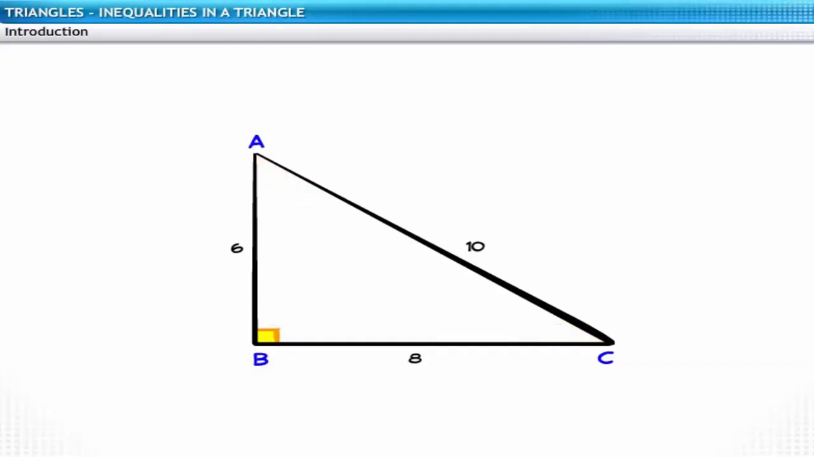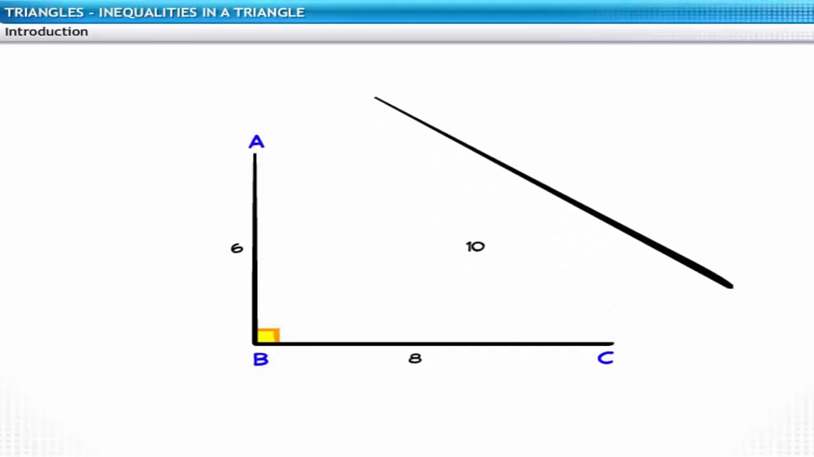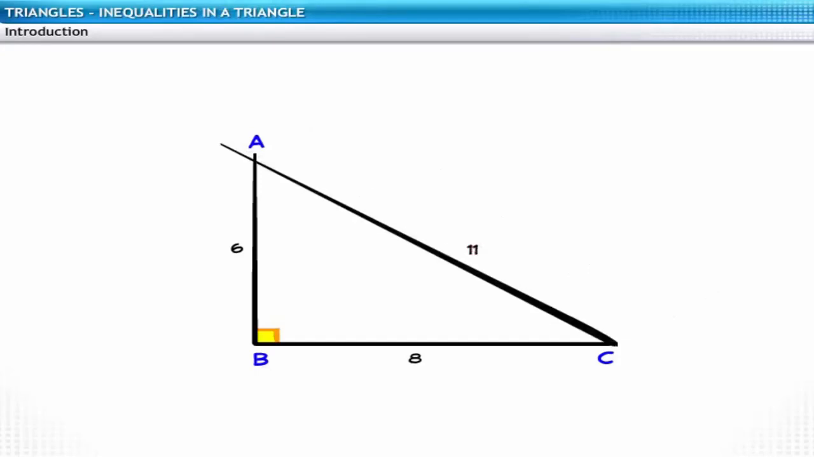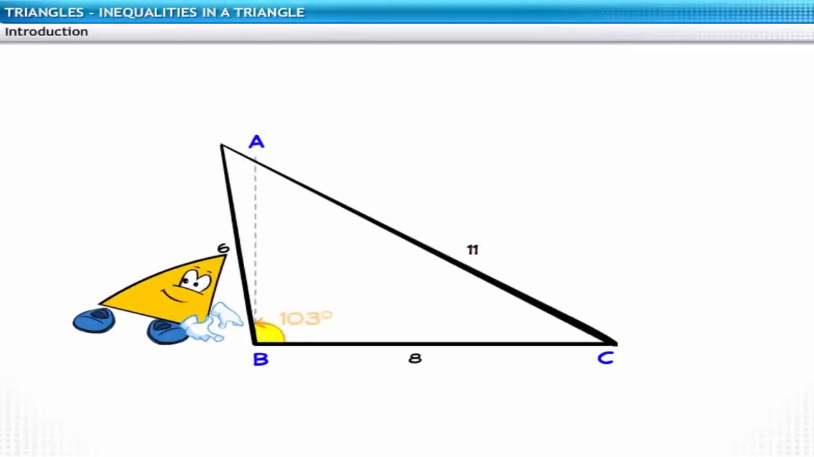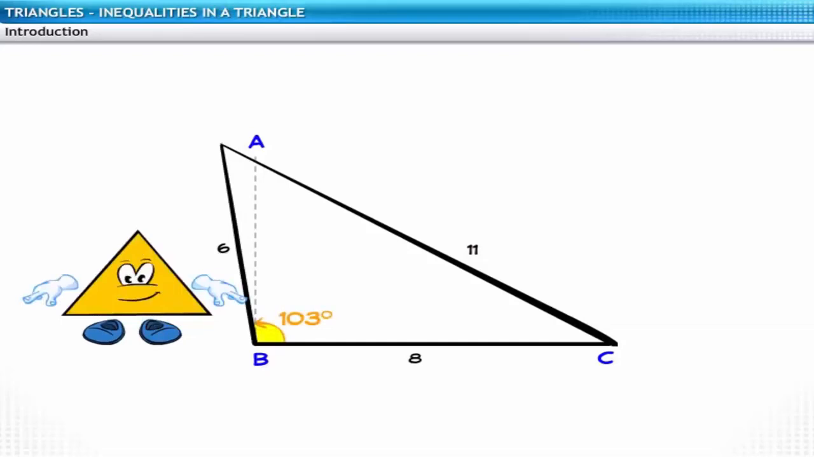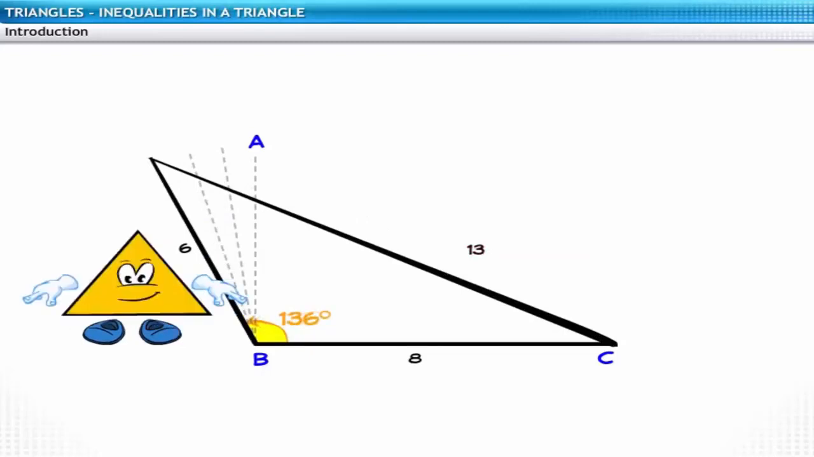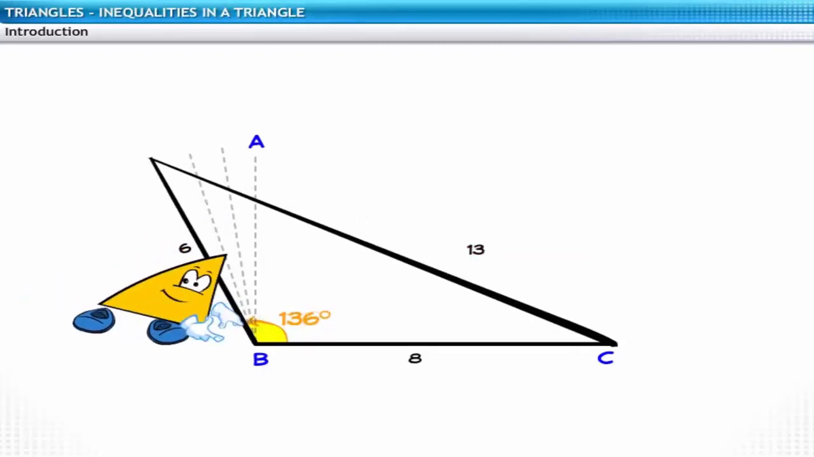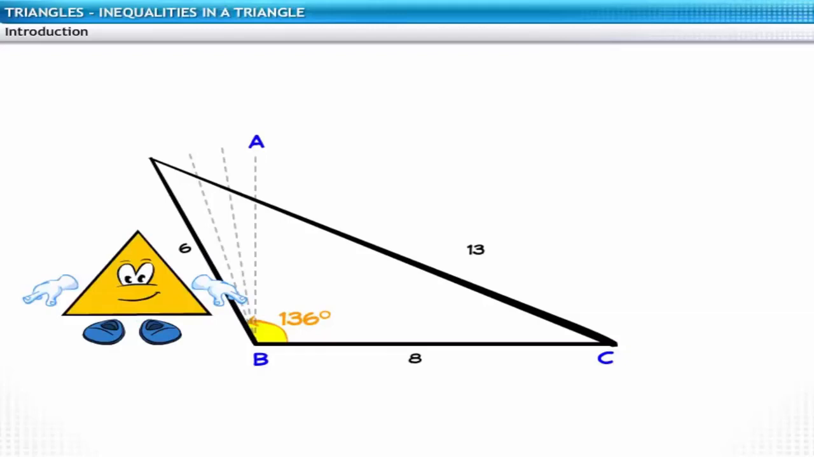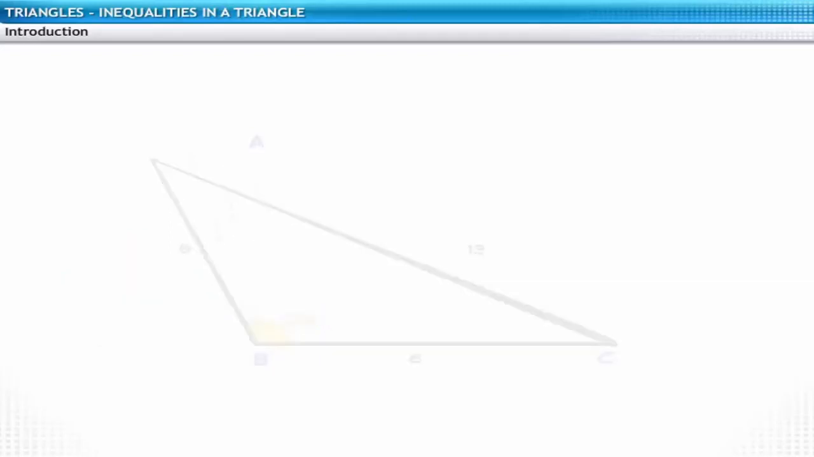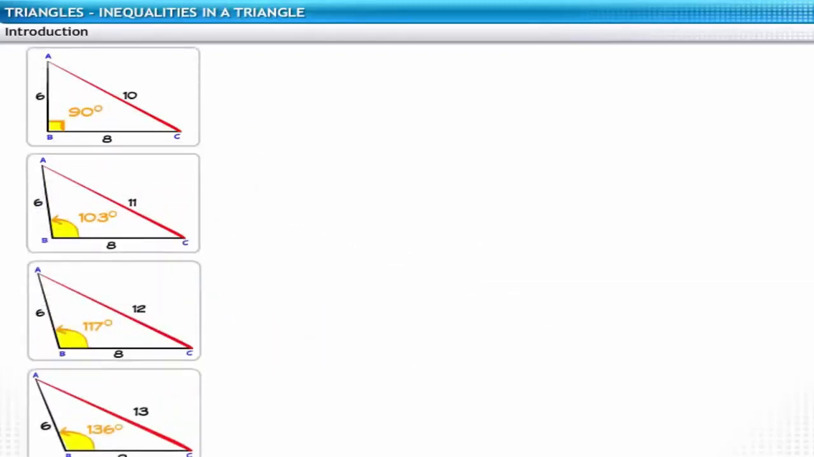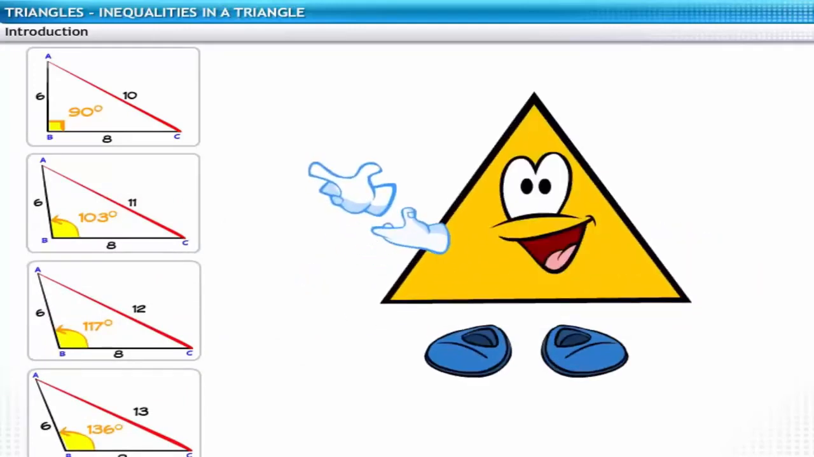Let's experiment using this triangle. The 10-unit stick is replaced with the 11-unit stick. Observe angle B. Let's repeat the experiment for a 12-unit stick and a 13-unit stick. What can we observe here? As we keep on increasing the length of the stick, the angle opposite to the stick increases proportionately. Now let's have a recap. So can we say that the measure of the angle varies according to the side opposite to it?